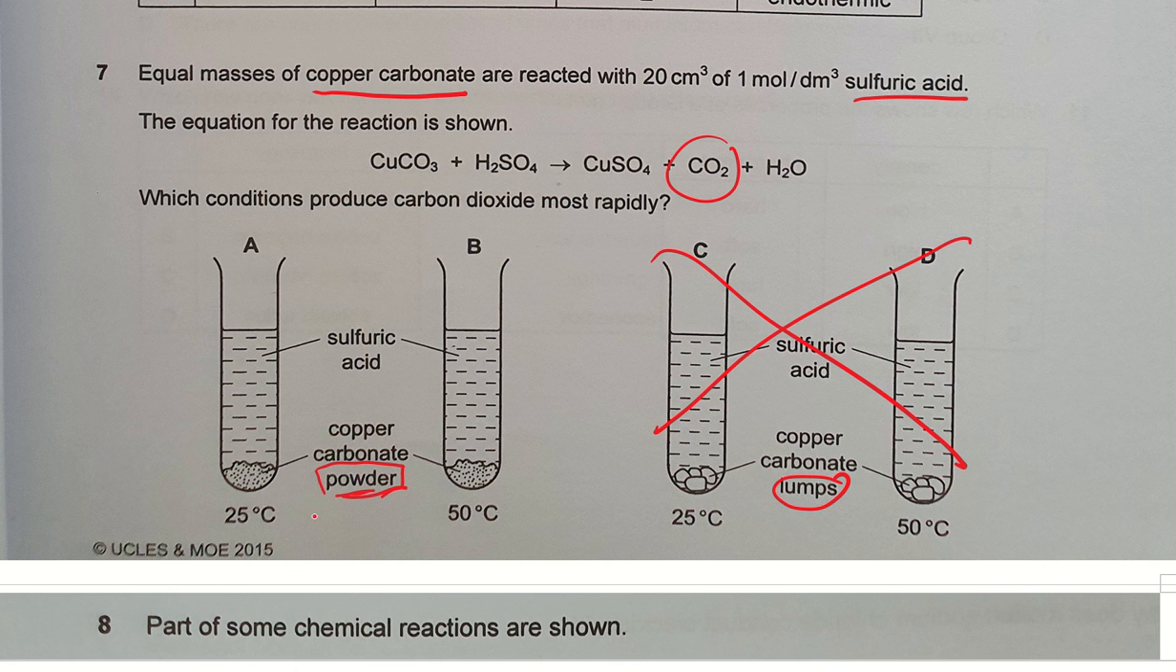And then between A and B, the difference is the temperature. Quite easily, your answer then will be B. Okay, at a higher temperature, your rate of reaction will be faster. Therefore, carbon dioxide will be produced the most rapidly. Out of the 4, answer will be B.